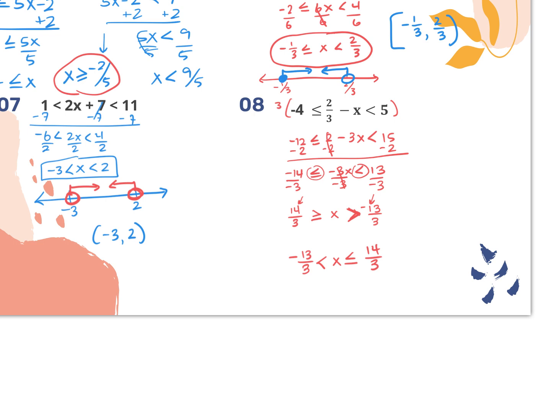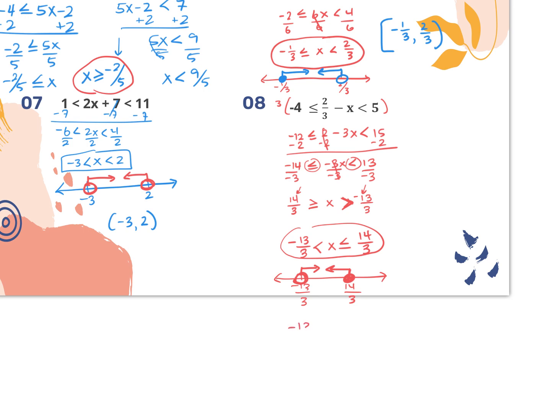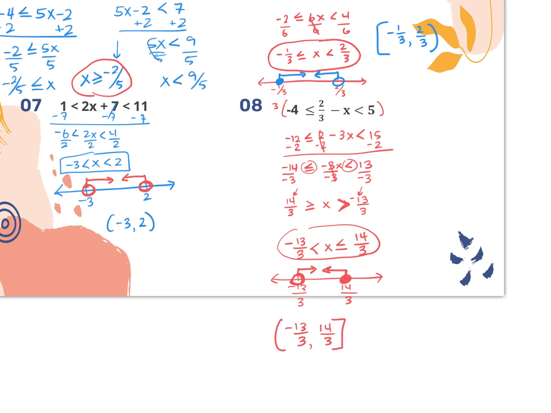And so again, this would be my solution as an inequality. In a graph, my solution, I would have negative 13/3 over here. I would have positive 14/3 on this side. And I know that x is greater than this one, so it's an open circle this way. And this is a closed circle and less than, so it's to the left. And again, as an interval notation, I know it starts at negative 13/3, goes to 14/3. This side gets a bracket, this side gets parentheses. And those are the answers.